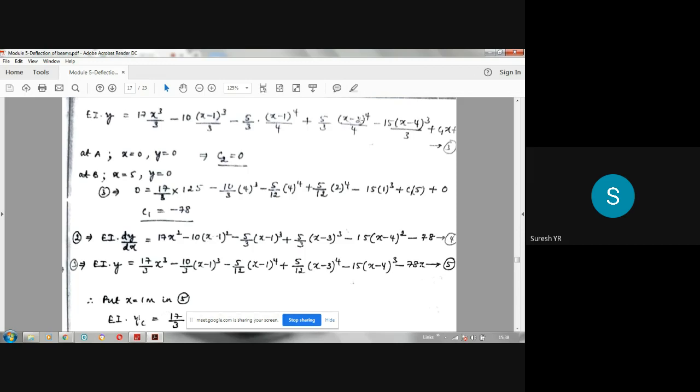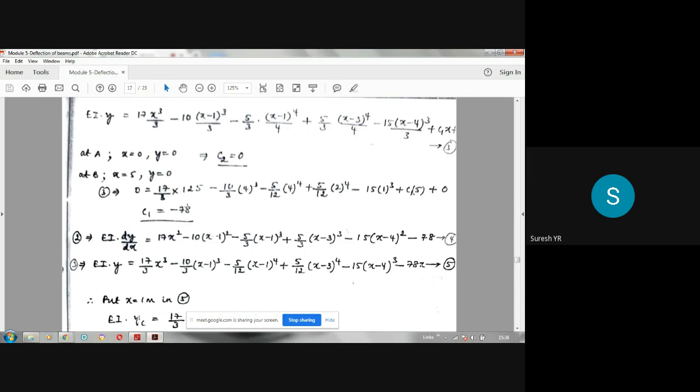5 minus 3 is 2, so 2 to the power 4. Minus 15 by 3 into 5 minus 1 is 1, so 1 cube. Plus C1 into 5 plus C2, which is 0. So C1 you can find from this. After simplifying, you get C1 as minus 78.